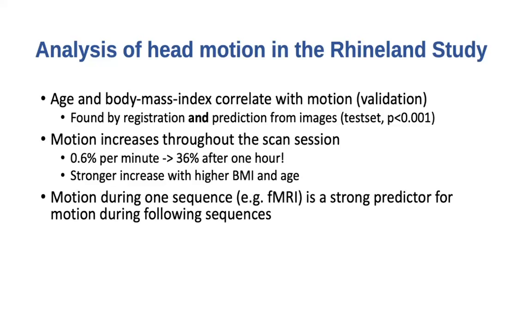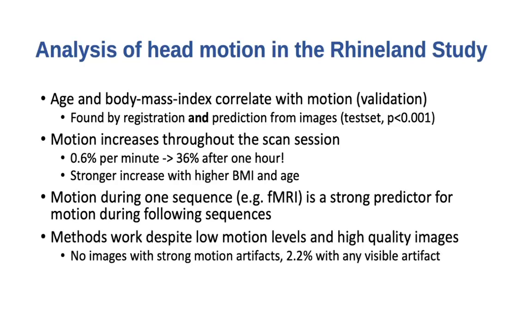But also good news is that if you have, for example, motion during an initial fMRI sequence, this can be a strong predictor for later motion. So if you get any kind of measurements during your scan session, you might be able to use it to correct for motion that is occurring even later. And we also have some of these manual quality ratings, and we saw that our methods are working in this area where motion is basically not visible, where we have no labels with strong motion artifacts and only 2.2% with any visible artifacts.